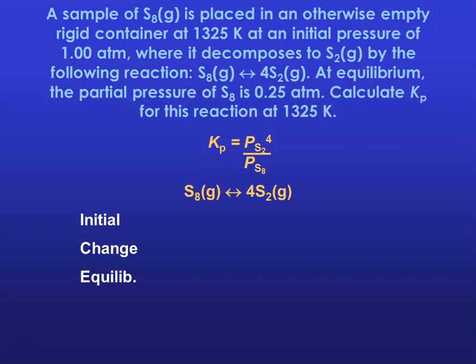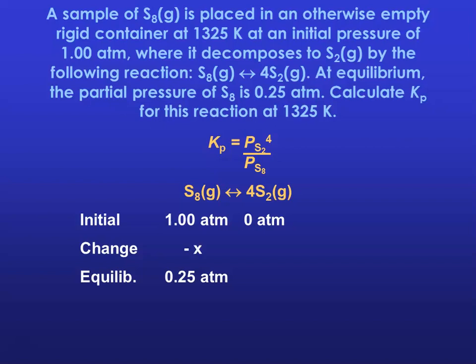Initially, we are told we have 1 atmosphere of S8 present. If you aren't given information about any of the other components, you are more than welcome and absolutely should assume that they are at 0. We're told at equilibrium, S8 was at a partial pressure of 0.25. Well, that meant it decreased, and it decreased by 0.75 atmospheres, if that was the only way we were going to get it from 1 to 0.25.